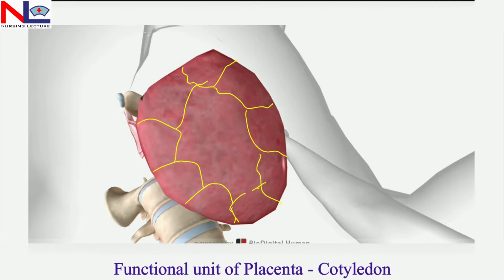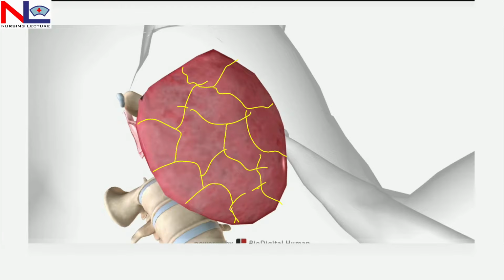These are the functional unit of the placenta as I am drawing here. They contain the stem villi within them. So the cotyledons are separated by the decidual septum. We will see later on in the internal structure how this decidual septums are formed.